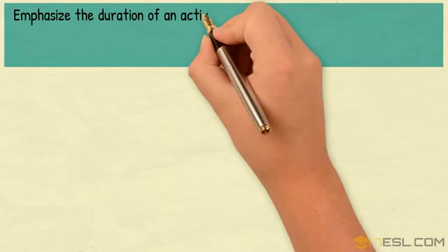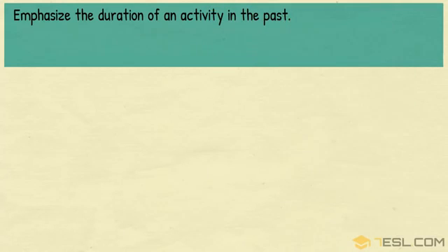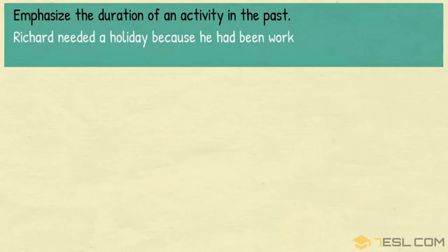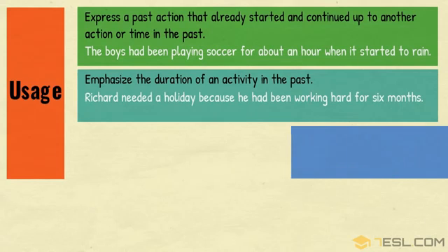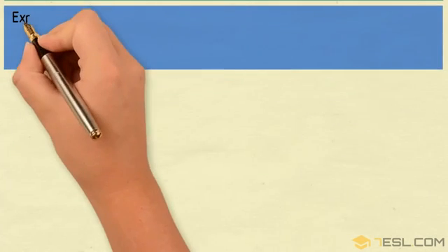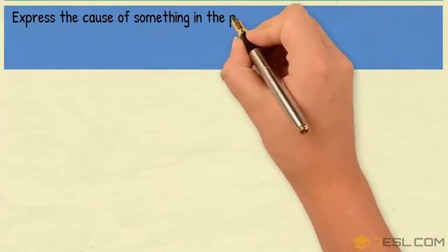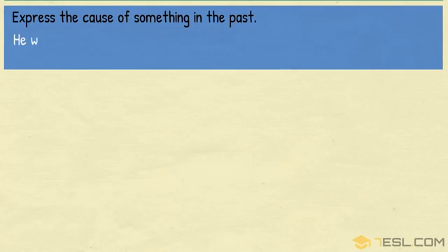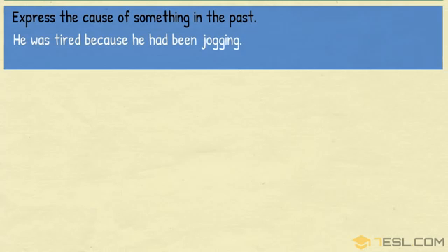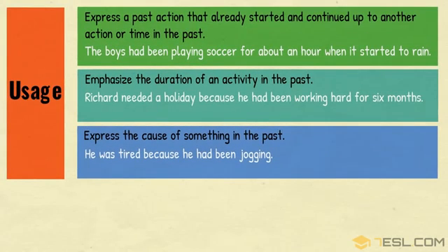Emphasize the duration of an activity in the past. Richard needed a holiday because he had been working hard for 6 months. Express the cause of something in the past. He was tired because he had been jogging.